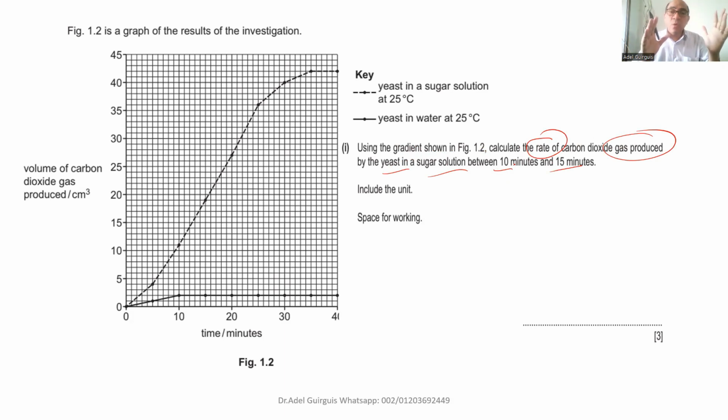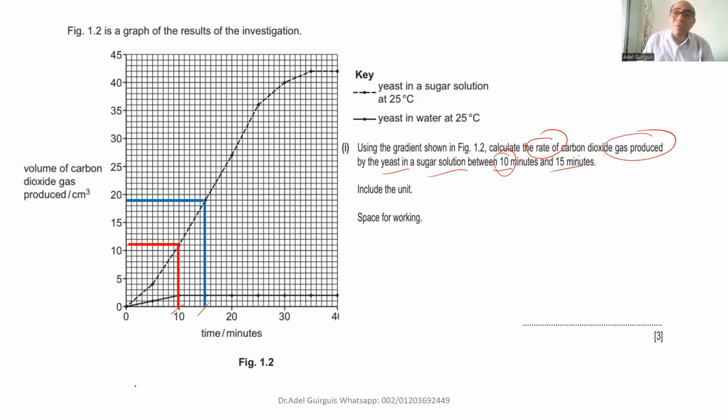Rate means difference over time, per time. Difference of what? Difference of carbon dioxide gas volume produced between 10 minutes and 15 minutes. Now, at 10 minutes, the volume of carbon dioxide gas produced is 11 centimeter cubed, while after 15 minutes, the yield of carbon dioxide was 19 centimeter cubed.